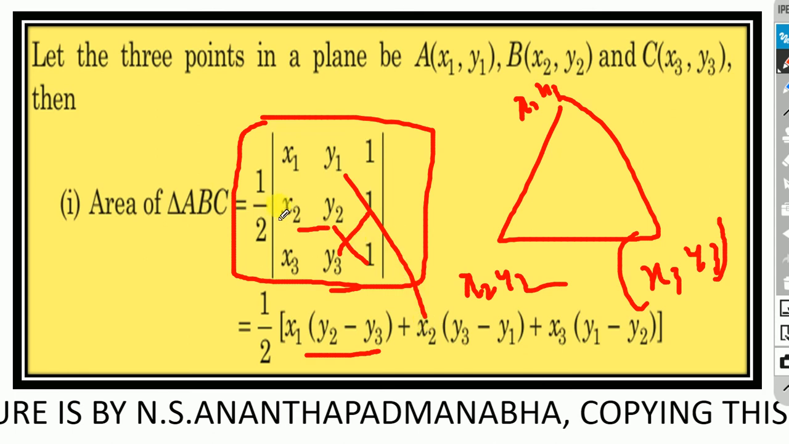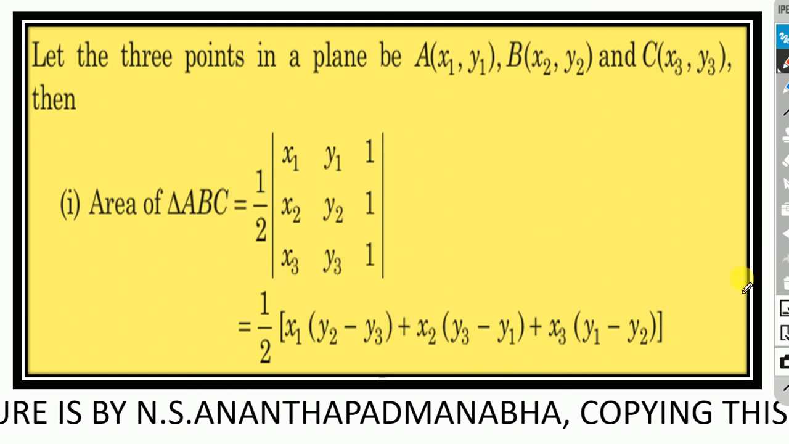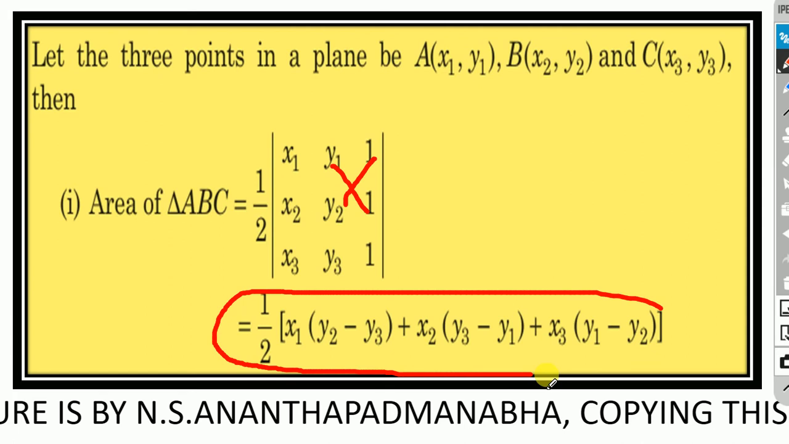the first column, then minus x2 into y1 minus y3. It's reversed here, so this minus becomes plus, y3 minus y1, plus x3 into y1 minus y2. So this is the formula: sigma of x1 into y2 minus y3, which is nothing but the area of the triangle ABC. Instead, I can consider this determinant divided by 2. The value of this determinant divided by 2 gives you the area of the triangle ABC with these 3 points.